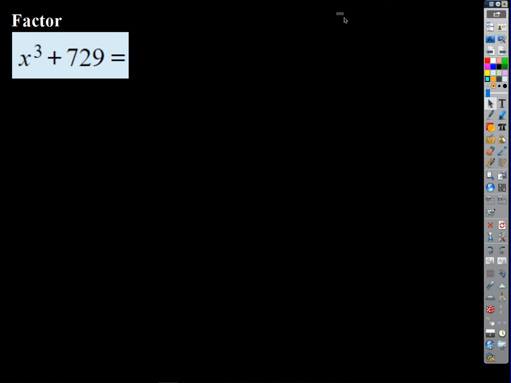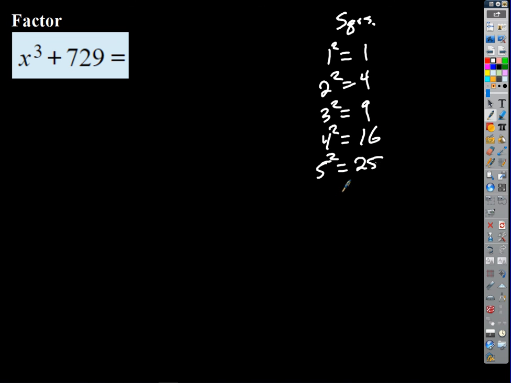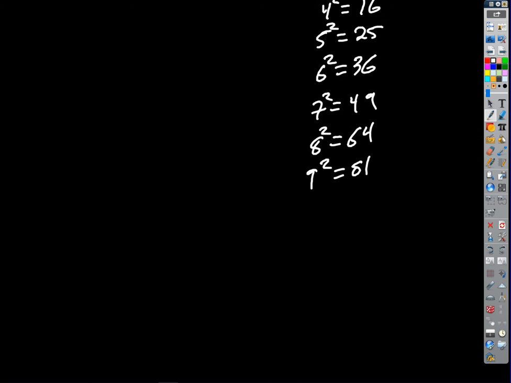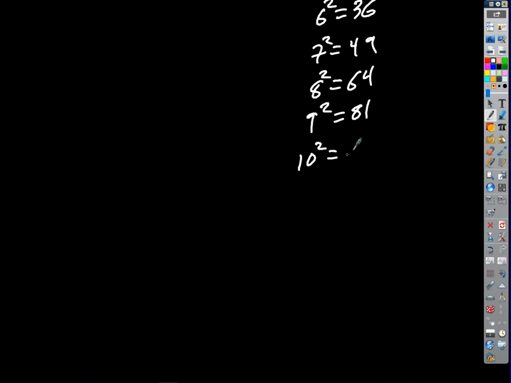Like if we do squares, you can already tell me. 1 squared is what? 1. What's 2 squared? 4. 3 squared is? 9. 4 squared is? 5 squared? 25. 6 squared is, 7 squared, 8 squared is good. 9 squared is, 10 squared, 11 squared. Good. So you already know these.